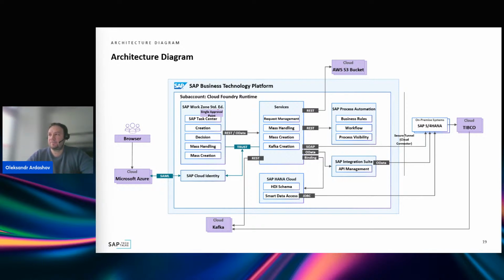It has two types of subscription: the standard edition, which looks like a Launchpad with a set of tiles, and the advanced edition. The advanced edition is closer to a portal solution, so it has broader functionality than just the standard Launchpad. With that, we have SAP Task Center available, certain custom applications which we define to instantiate and handle processes, and certain applications related to mass processing.